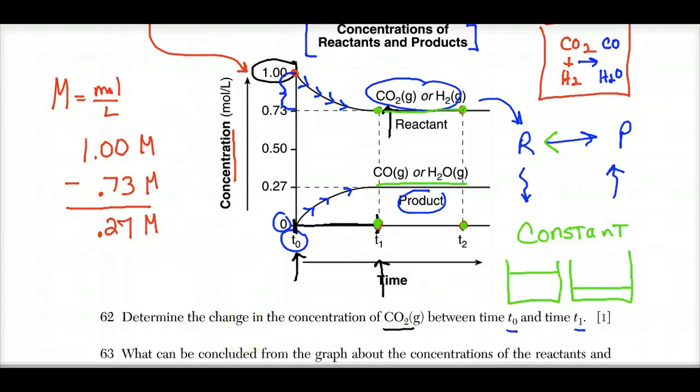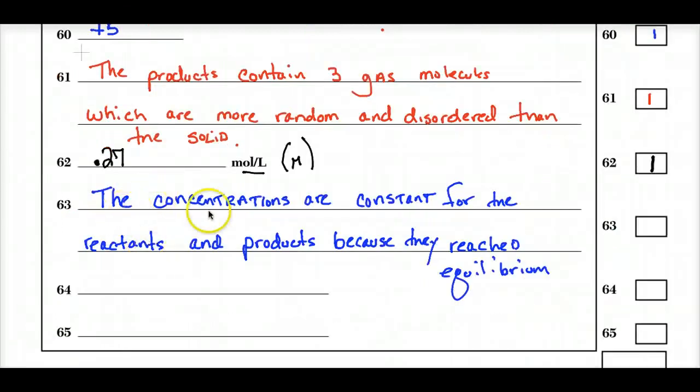So equilibrium. Back to the tank demonstration. The tank demonstration showed you that equilibrium was reached when these levels stayed constant. They didn't change anymore because we were pouring the same amount of water from one into the other. So let's go to the answer booklet. I said the concentrations are constant for the reactants and products because they reached equilibrium.